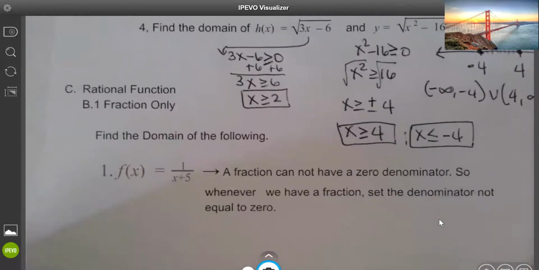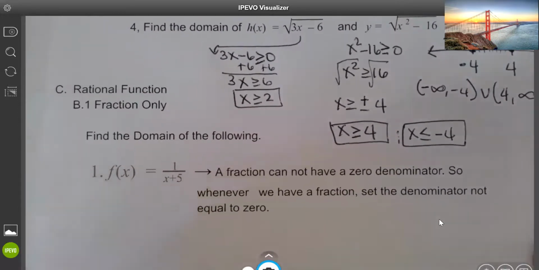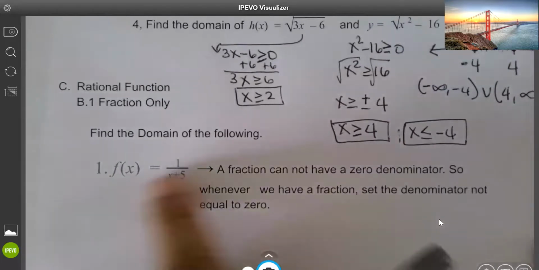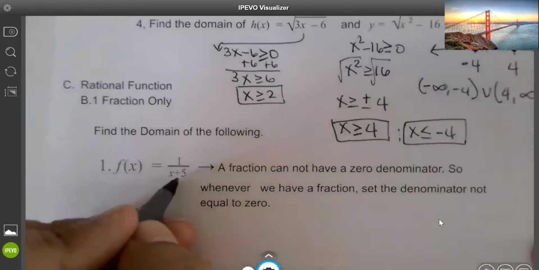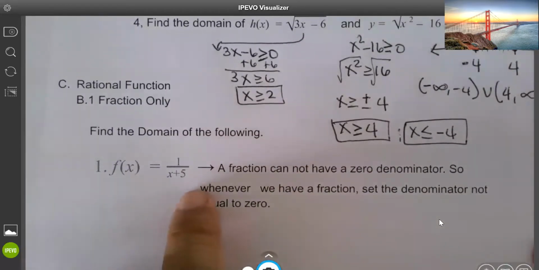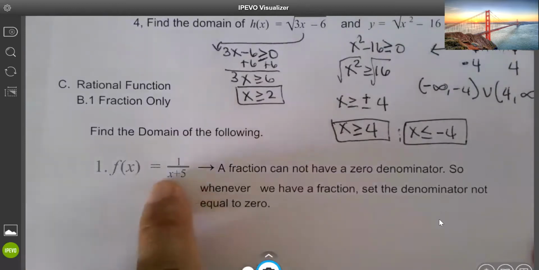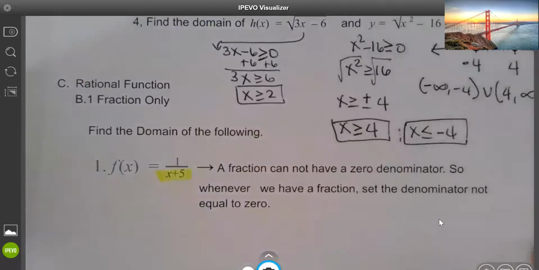What about if it is a rational function? Meaning it's a fraction. So there are two cases. Fraction only, there is no radical. So let's say, for example, 1 over x plus 5. A fraction cannot have a 0 denominator. So this part here cannot be 0.